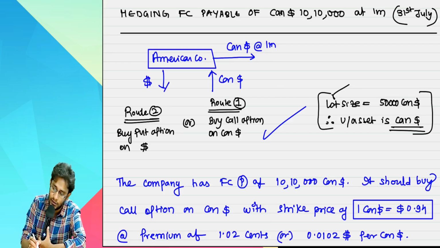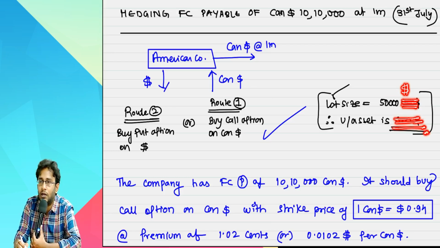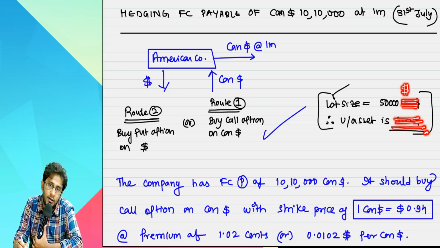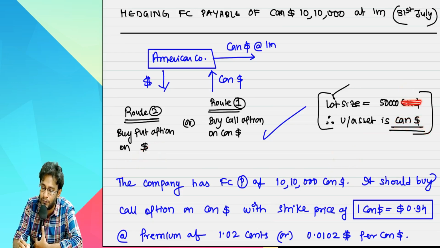Fantastic. Imagine, sir, in the question they told you the lot size is 50,000 US dollars. Tell me, how will you work out the number of contracts? Do you understand what I am trying to say? Your underlying asset is not your foreign currency. Underlying asset can be home currency also, no? So if the underlying asset is home currency, of course you will not take a call, you will take a put. That's a different matter, I'm not asking that. My point is, how will you identify the number of contracts?